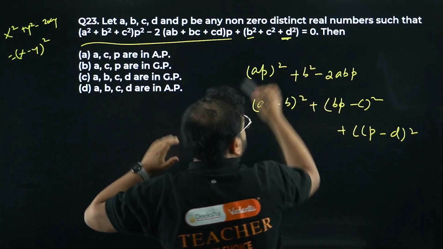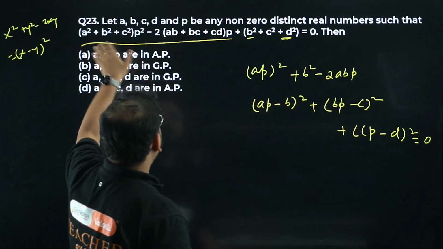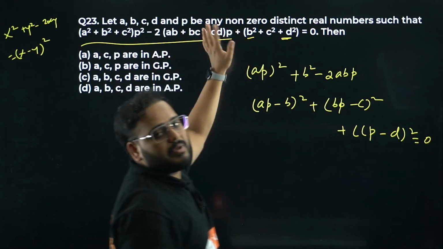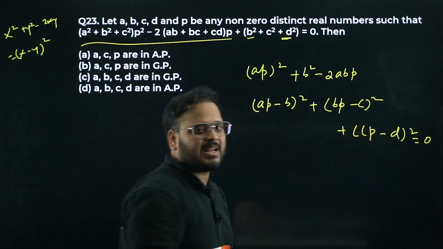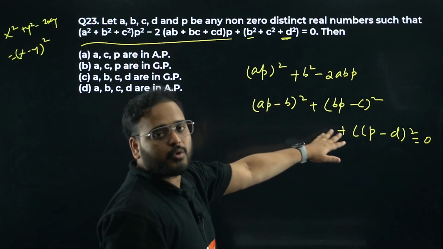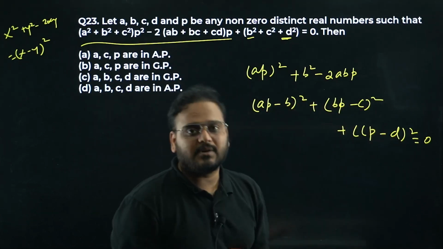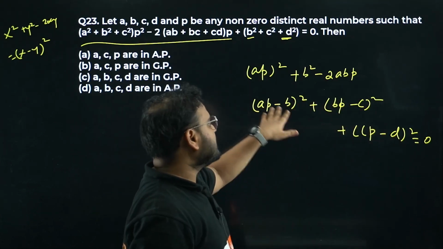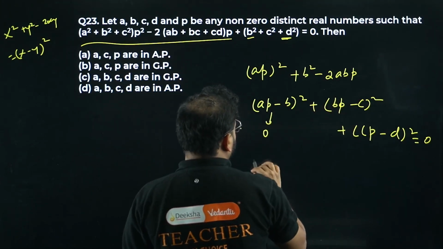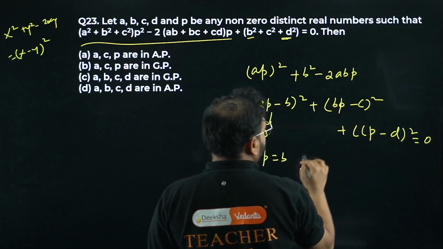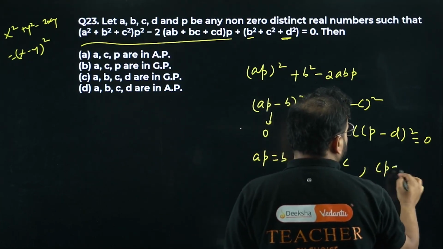We have D square over here, and this will become equal to 0 because we have a square term, b square term and 2ab term. So this is all whole squares, which can never sum to 0 unless each is 0. Can the sum of positive numbers be 0? No, sir. Only possible if each is 0 individually. If this is 0, I get AP equals B. If this is 0, I get BP equals C, and from here I get CP equals D.